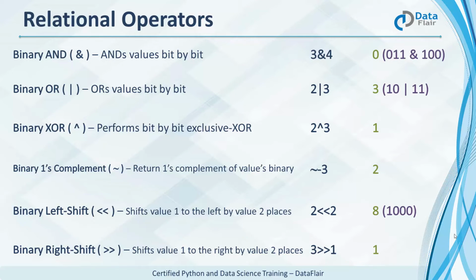3 right shift 1 shifts 1, 1 to the right by 1 place. This gives us 1, which is the binary for 1.